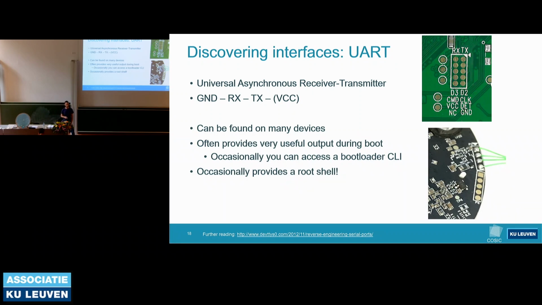So again, if we do this in practice, here's a few pictures of what this might look like on real boards. To remember UART, we always need a ground pin, a receive pin, and a transmit pin. On some boards, you might see these labeled. That makes it easy for us. On other boards, they're not labeled, but you will typically see a header with 3 or 4 pins, and you can make an educated guess. This is likely UART. You solder some wires to it, you connect it to the logic analyzer, you reboot the device, and if there's any data coming out, then you know that you found the right spot.